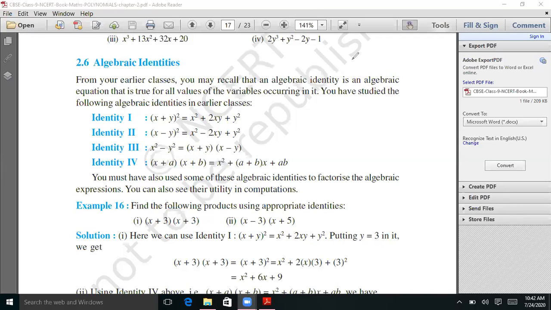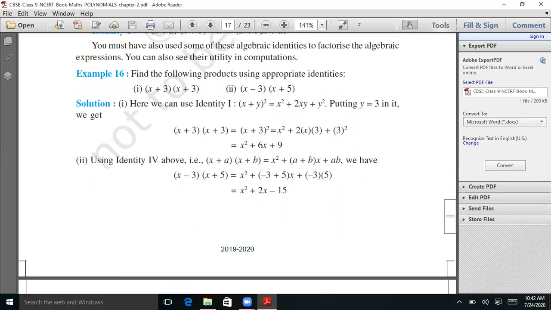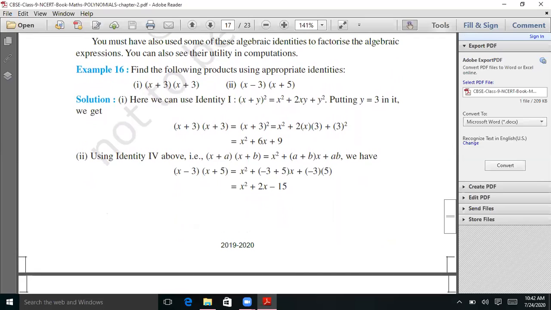And the fourth identity, (x plus a) into (x plus b) is equal to x square plus (a plus b) into x plus ab. So we are going to do these four identities same as we have done earlier also. If you remember, the same thing we are going to do here. So let's see the examples. For example number 16, find the following products using appropriate identities.